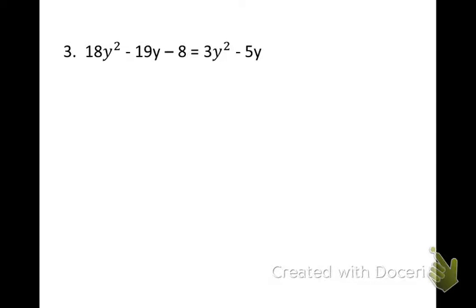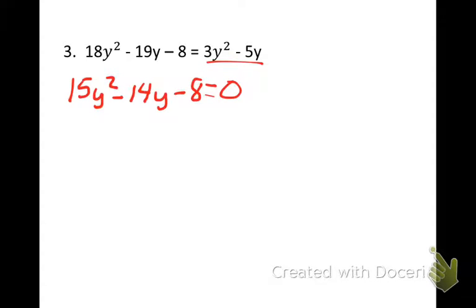Again, we need to get it set equal to 0, and I want to keep my y squareds positive, so I think I'm going to get rid of these things on this side. So I'm going to subtract 3y squared from each side, leaving me 15y squared. I'm going to add 5y to a negative 19. That would give me negative 14y minus 8 equals 0. So remember, ask yourself, is there anything in common, anything that goes into 15, 14, and 8? Not in all three of them, no.